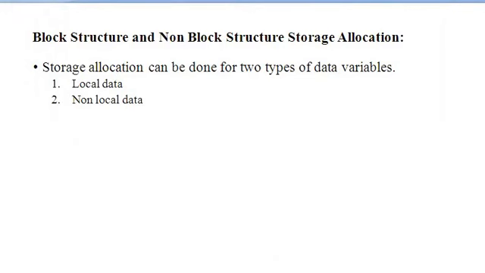Next one is block structure and non-block structure storage allocation. Storage allocation can be done for two types of data variables. First is local data and second is non-local data. So the local data can be handled using activation record, whereas non-local data can be handled using scope information. The local data can be handled using activation record.